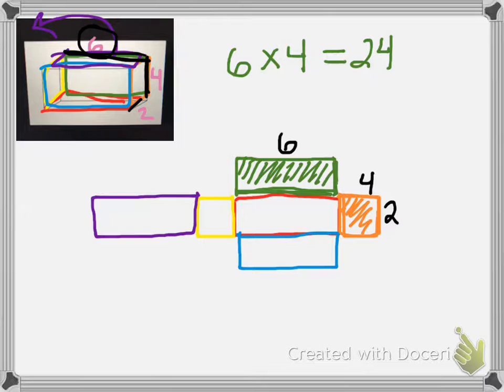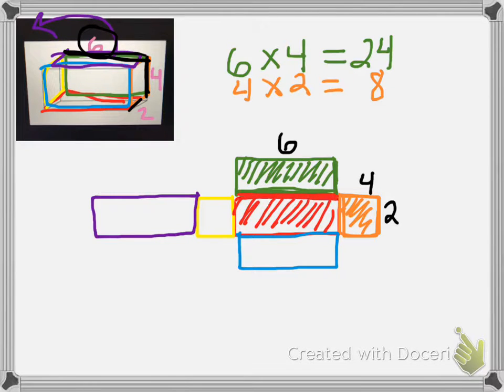Then let's find the area of the orange piece. So the orange piece, the base is 4 and the height is 2. So those multiplied together is 8. Then let's find the red piece. This red piece here, the base is going to be 6 because it's the same length. This is equivalent to the opposite side up here. So it's going to be 6 times 2, because this length is 2. Okay? So we know that the area of the red piece is 6 times 2, which is 12.